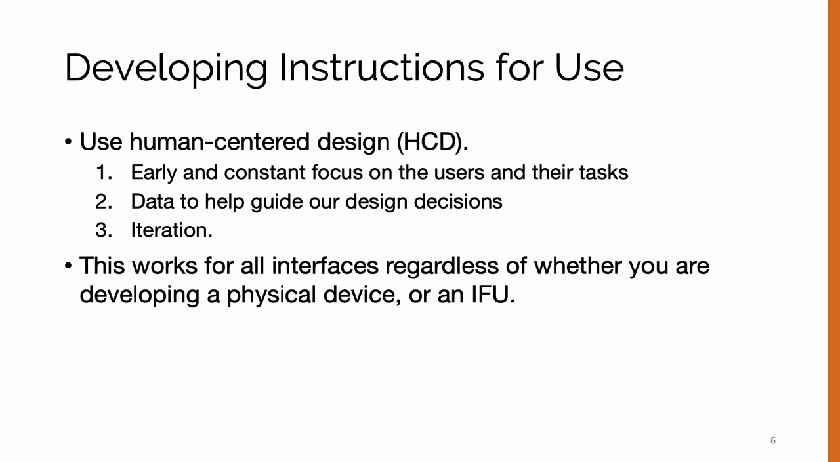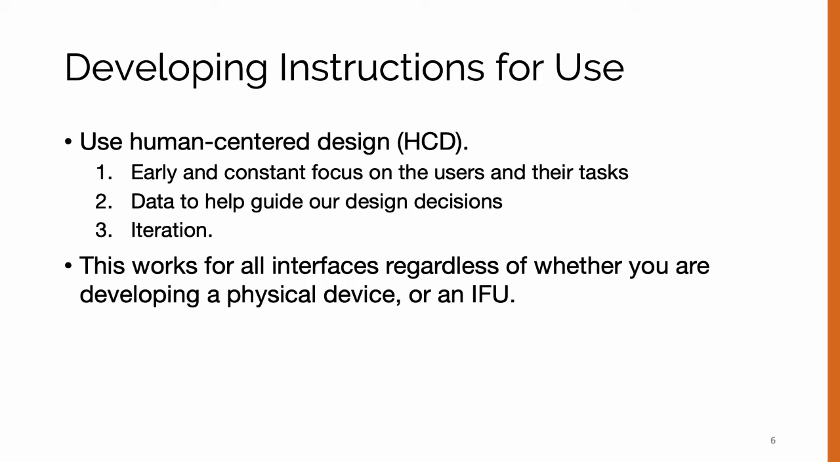So when we take an approach to developing instructions for use, of course the best one to take is a human-centered design approach, which we've discussed throughout this course. It involves an early and constant focus on the users and their tasks, needs, and goals, and so forth. It uses data to help guide our design decisions and iterations. That is, trying things out, seeing if people can use them, and fixing them based on that. The iteration mechanism that we usually use here is usability testing.